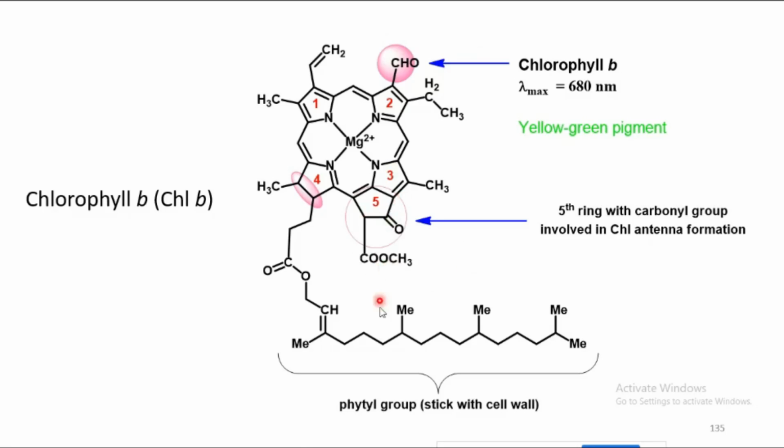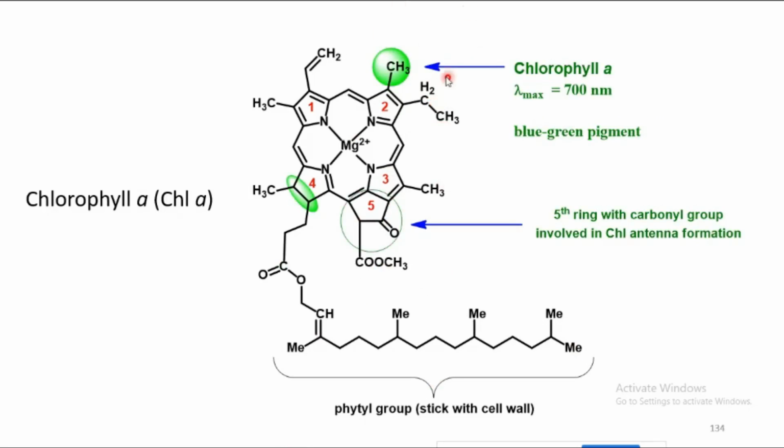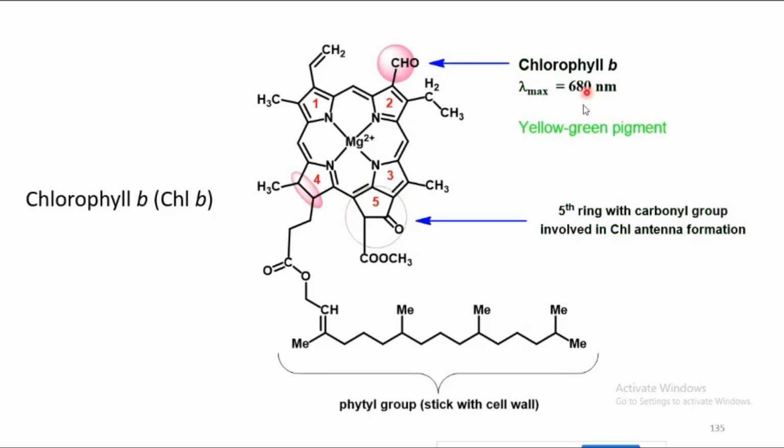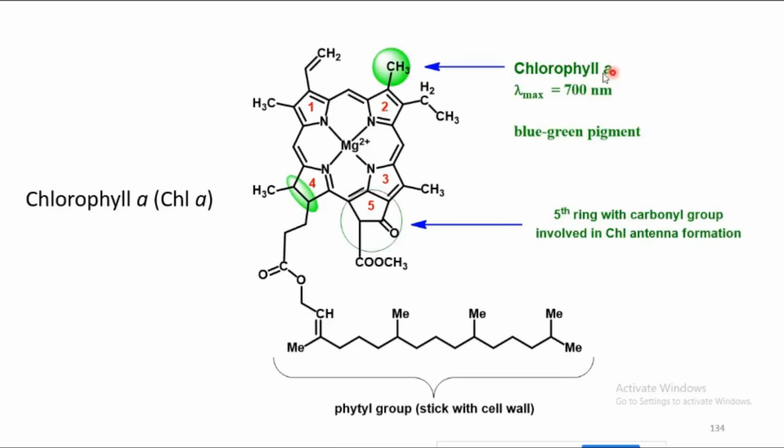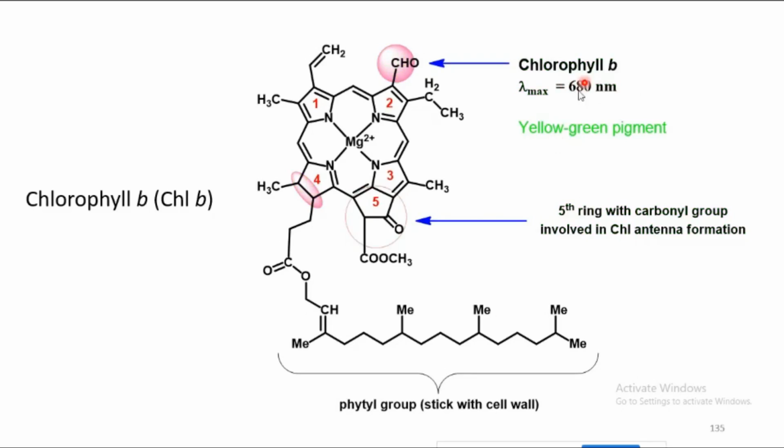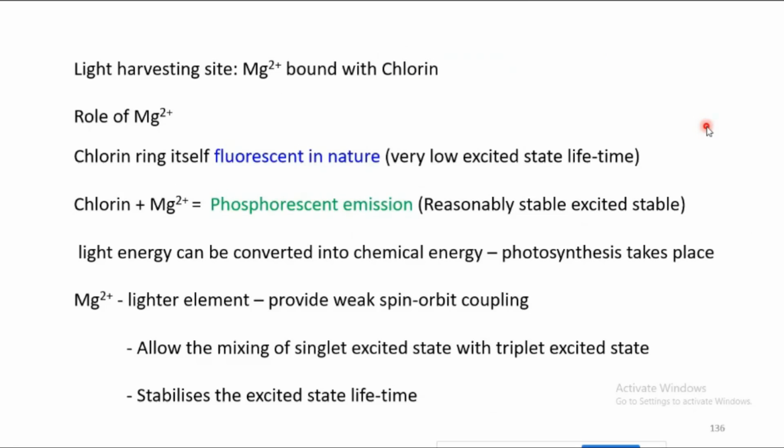So almost everything is same, but the only thing is that there is a change in the functional group. Because of this, there is a change in the spectral behavior. One is absorbing around 700 nanometer, whereas another one is absorbing around 680 nanometer only. So what is the use of this magnesium? Magnesium will make a complex with the chlorin ring system.